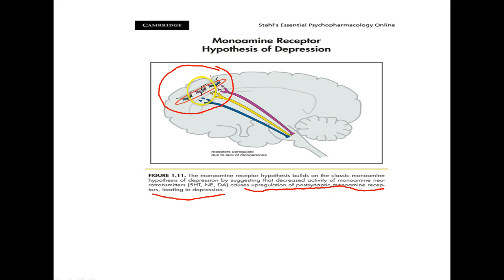This can be regarded as one of the markers. So upregulation is the key concept over here. Upregulation happens when there's a paucity of neurotransmitters, and that's one of the pathognomonic signs of the development of depression.